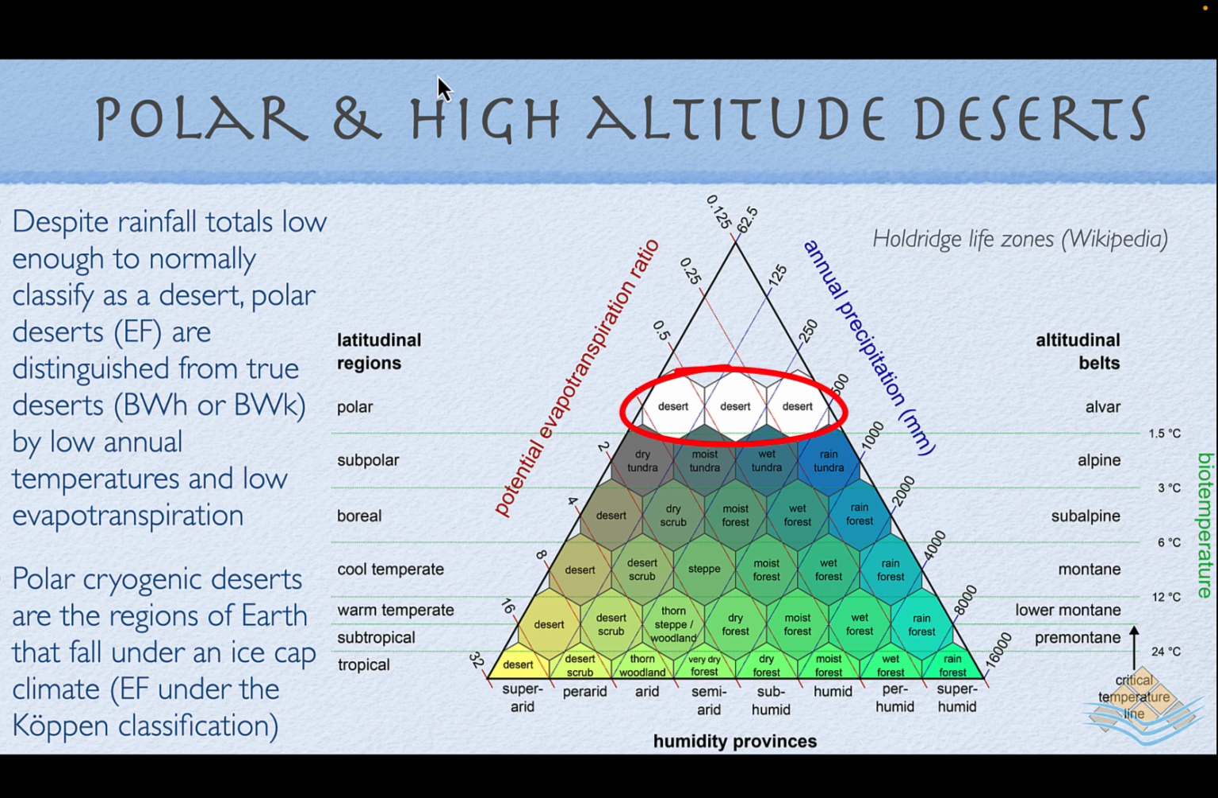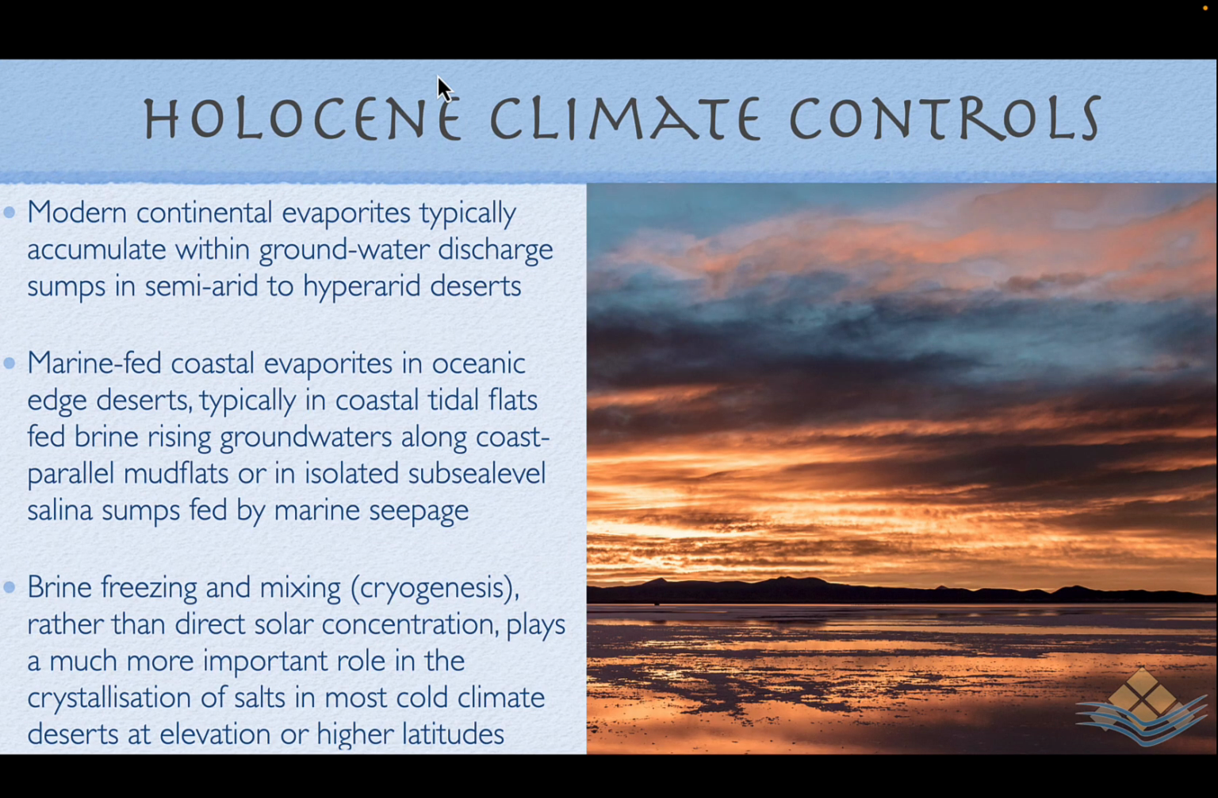We're extracting water as ice, we're not evaporating it, and that creates polar deserts, and we'll talk about those a little later in the course. Holocene climate controls modern continental evaporites typically accumulate within groundwater discharge sumps in semi-arid to hyper-arid deserts, typically tied to Hadley cells on the world scale.